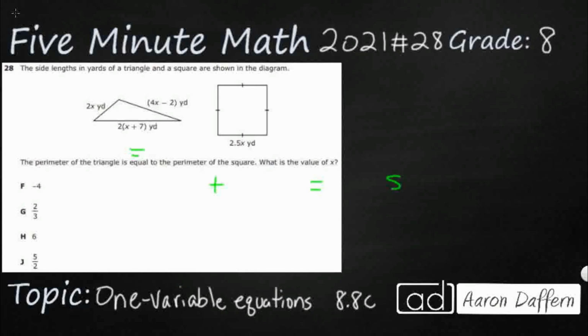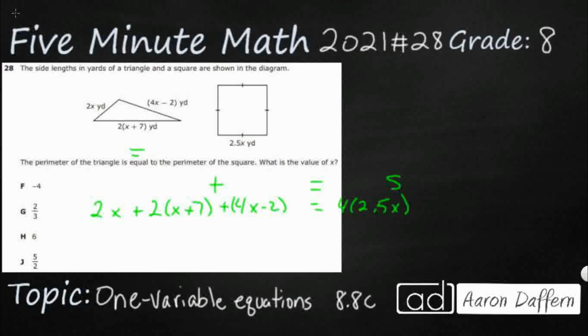What do we know? Well, the perimeter of the triangle is just adding up all three sides. And so this is what we're going to get. We're going to get 2x plus 2x plus 7 plus 4x minus 2. All right, all of that is the perimeter of the triangle. And I could do 2.5x plus 2.5x, but you know what? I'm just going to multiply that by 4. There's 4 2.5x's. All right, so that is our equation.